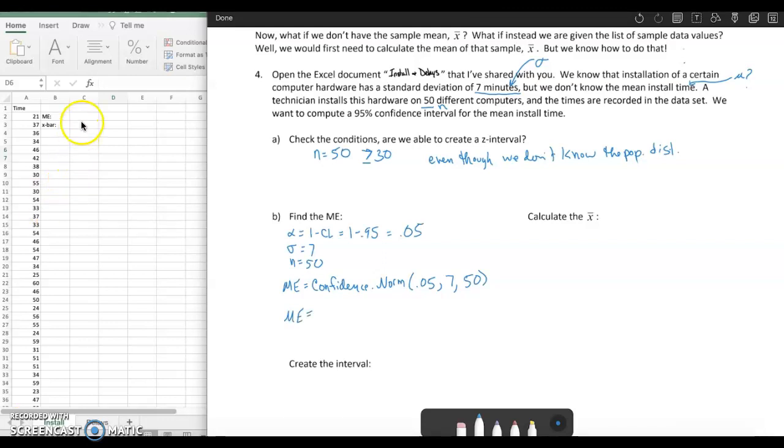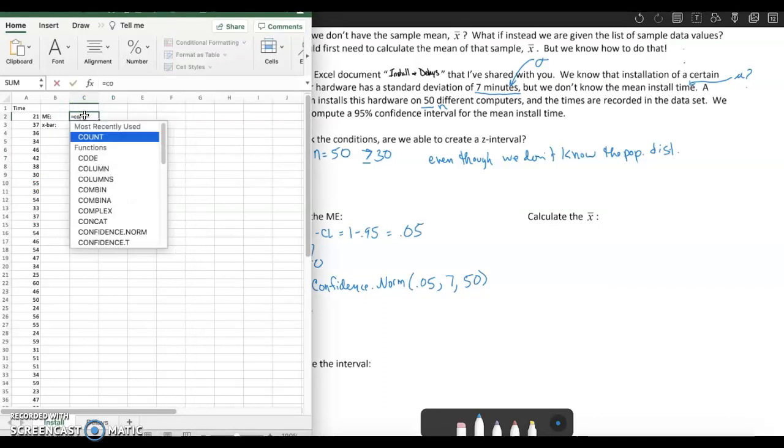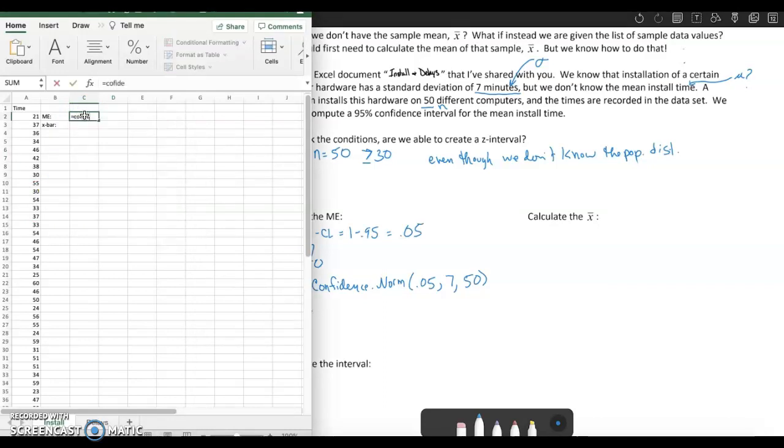So I'm going to go ahead and go over to Excel, and I've got an area for that to be calculated. So I'm going to type it in, equals CONFIDENCE. I have to type it correctly, and it populates. So I'm going to pick that CONFIDENCE.NORM, 0.05, 7, and 50. So that calculates the margin of error, and I'm going to keep 2 decimal places. I'm going to call that 1.94.